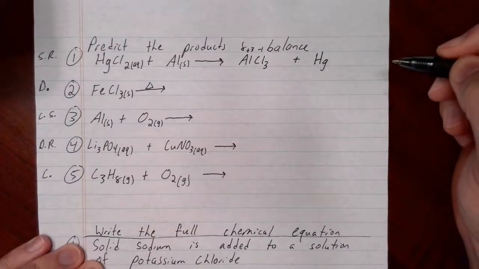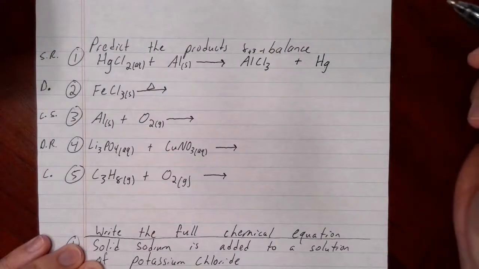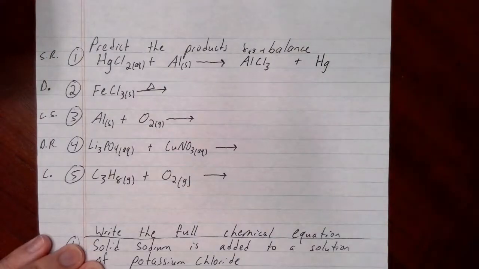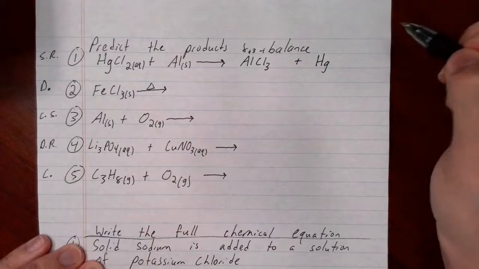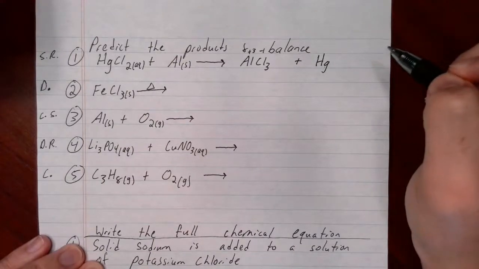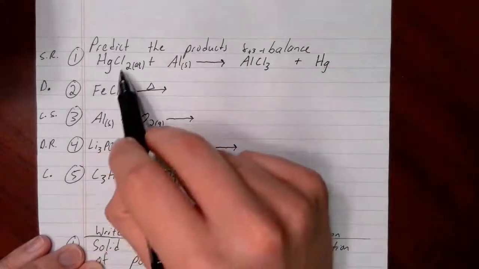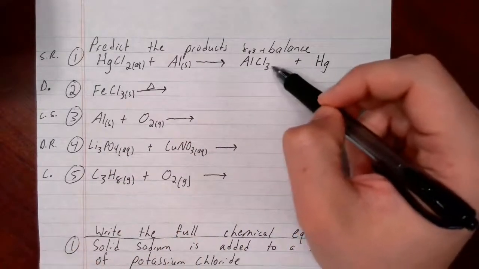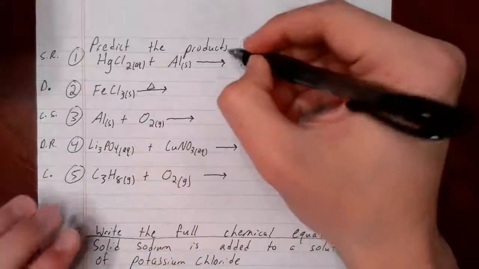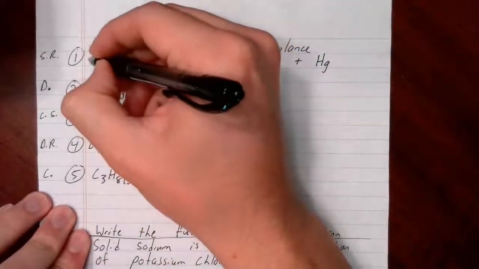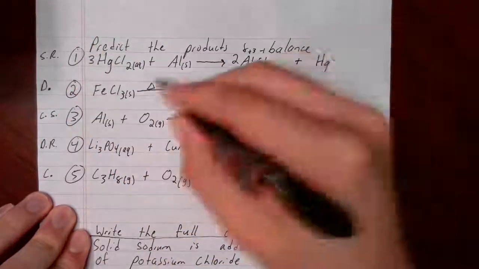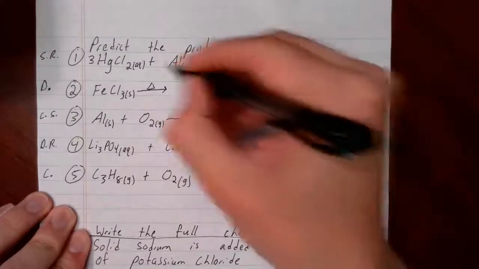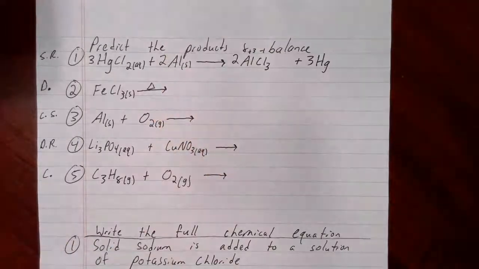We won't worry about phase symbols here, especially since mercury is the exception. It's a liquid metal, so we won't worry about that in this situation. But I will need to worry about balancing here. So I have 2 chlorines and 3 chlorines, so I have to make the 3 even. There's no way to make the 2 odd there. So I put a 2 right there. I put a 3 right here. So then for mercuries, I need 3 mercuries on this side, I need 2 aluminums on that side. Okay? So this reaction did actually happen, so I wrote it out and predicted the products.